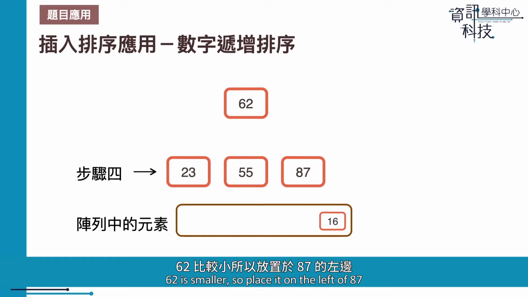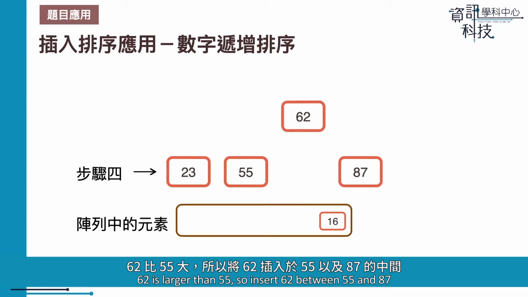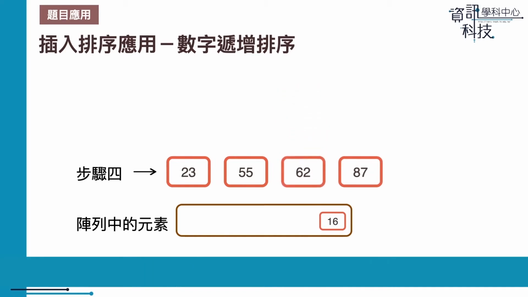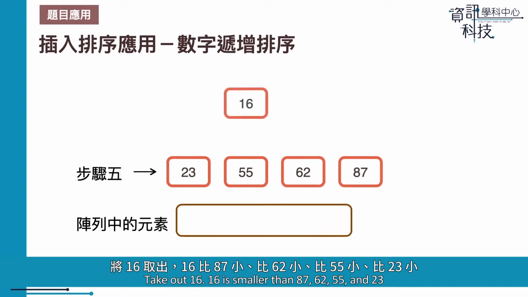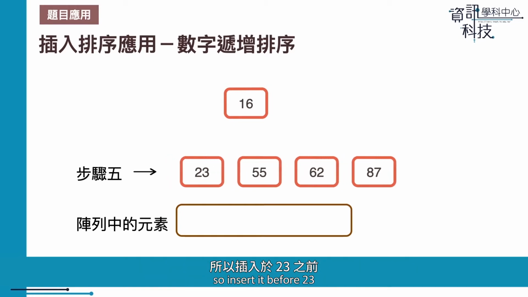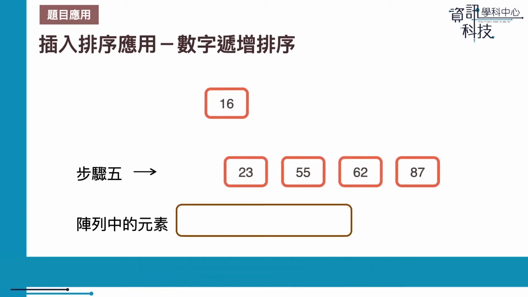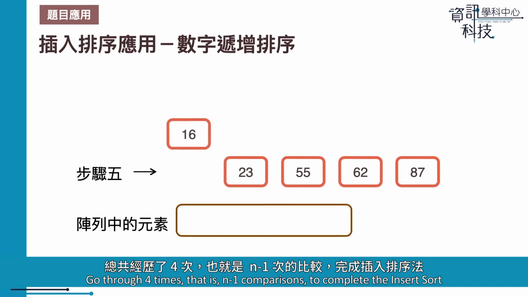62 is smaller, so place it on the left of 87. 62 is larger than 55, so insert 62 between 55 and 87. Step 5. Take out 16. 16 is smaller than 87, 62, 55, and 23, so insert it before 23. Go through 4 times, that is, n-1 comparisons to complete the insert sort.